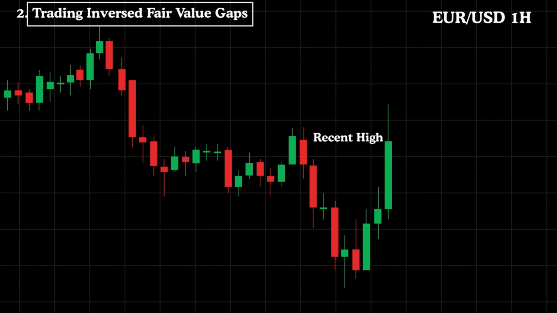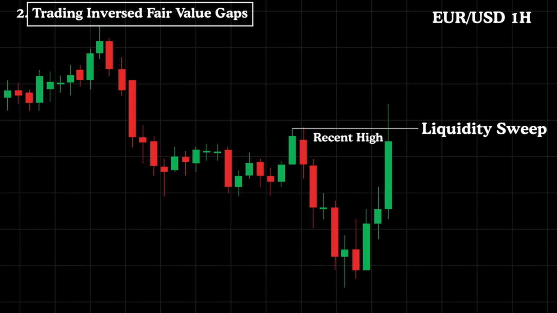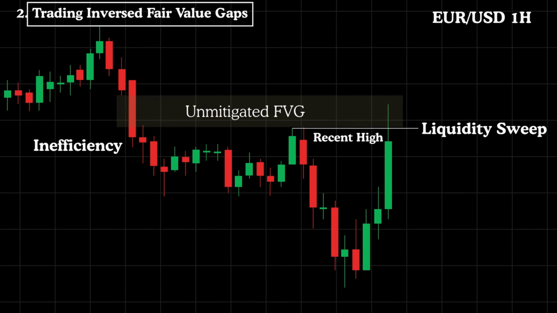Here's the 1-hour chart of EUR/USD, where the broader market structure is clearly bearish. Price first sweeps buy-side liquidity just above a recent structural high and then fills an inefficiency. Almost instantly, price reverses sharply, showing a shift in momentum and setting up a possible move towards sell-side targets.